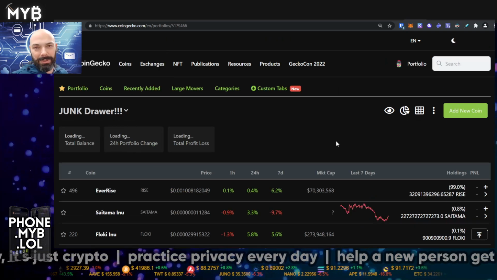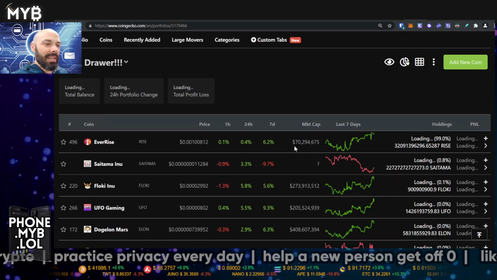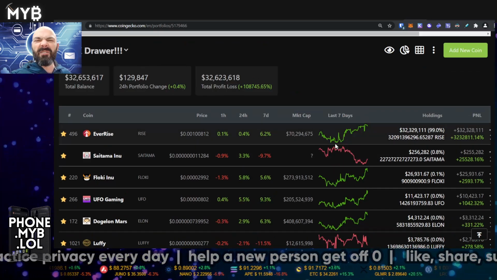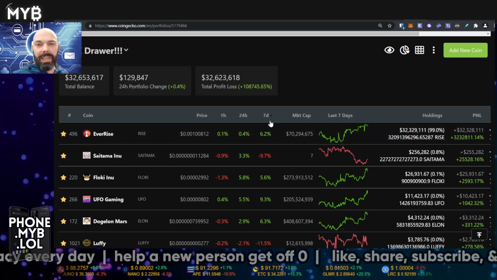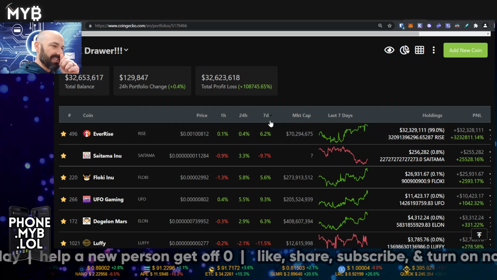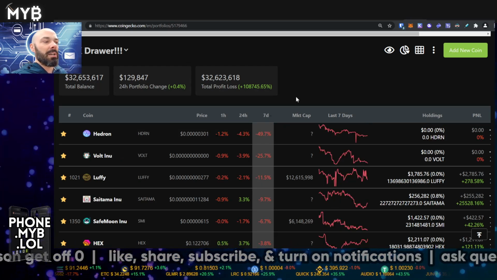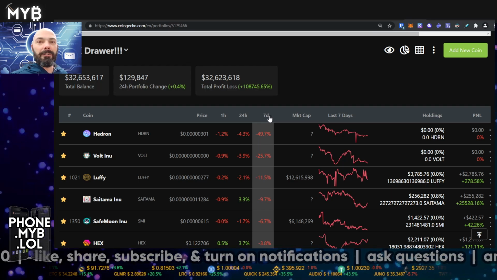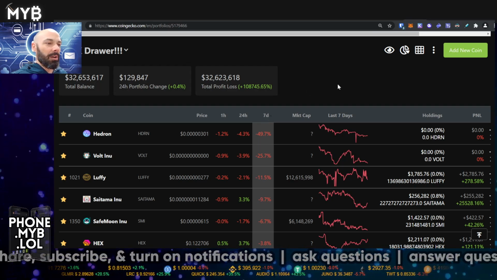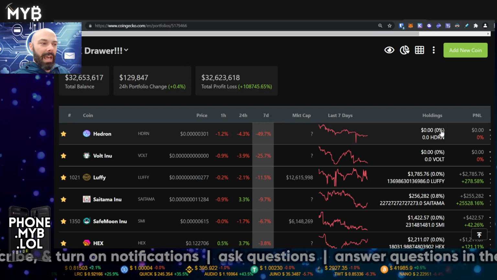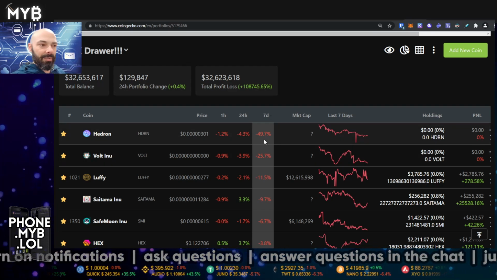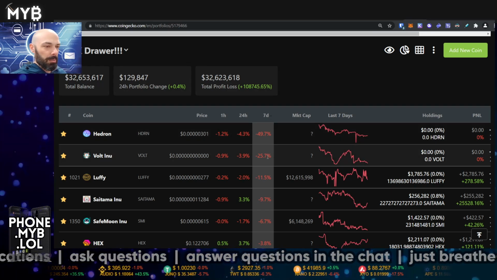Junk drawer, let's see what the case is over there. Everrise had a good week. Our position here is kind of fake, as we talked about before, because you can't own half of the coin supply because nobody knew about it. It was kind of off most people's radar. But over 7 days, we're looking at Hedron, 49% down. Now, first off, I don't have a position for Hedron. We're just looking at the 7-day change. Volt Inu down pretty bad as well.